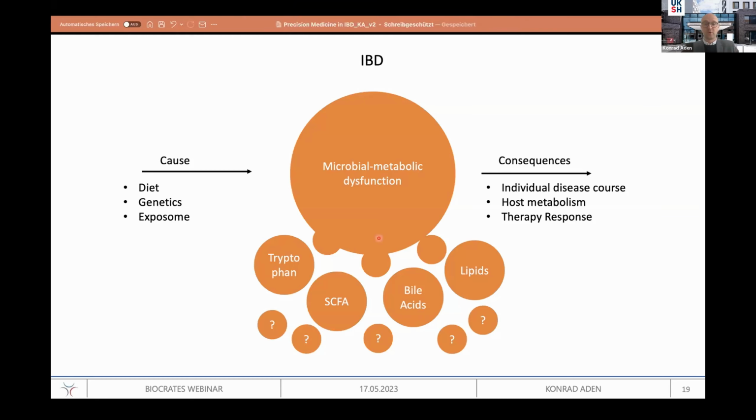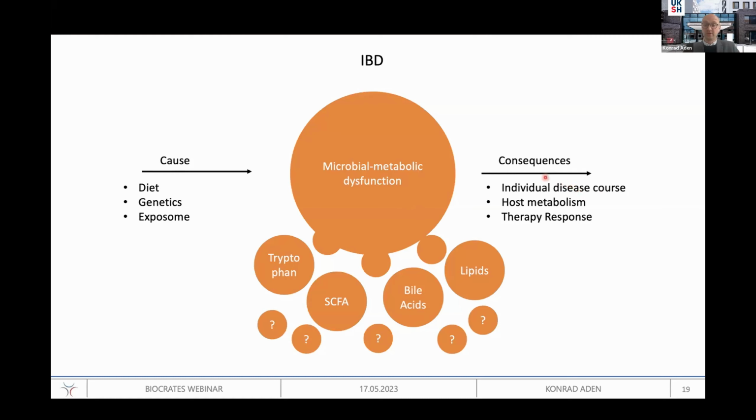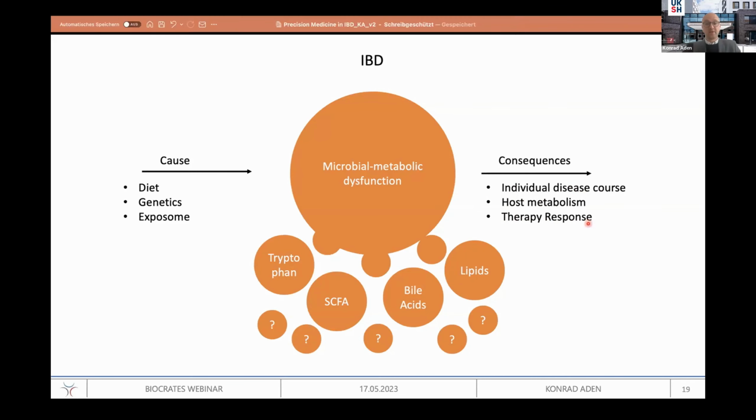And we need to understand this microbial metabolic dysfunction because it has consequences. It has consequences on the individual disease course. It has consequences on therapy response, as I have briefly touched on so far. But the major point is that this has consequences on the host metabolism, and it's currently believed that this is something which we can, on the one hand, capture as a metabolic biomarker, but also something that we have to understand in more detail because it might have a fundamental impact on the overall disease course and the chronicity of the disease.